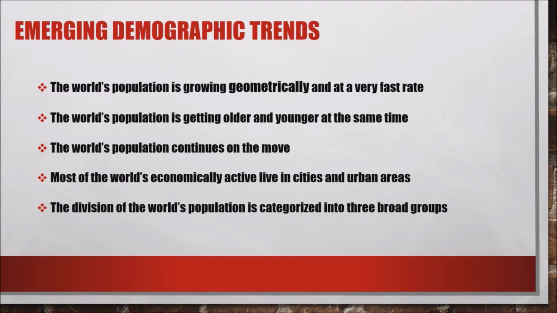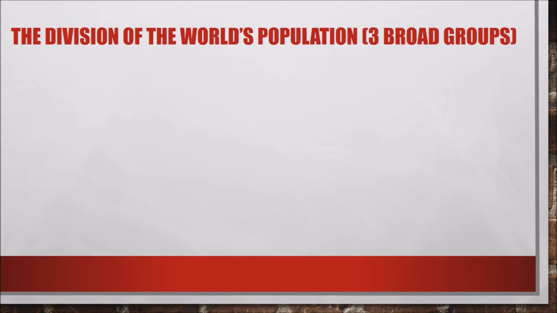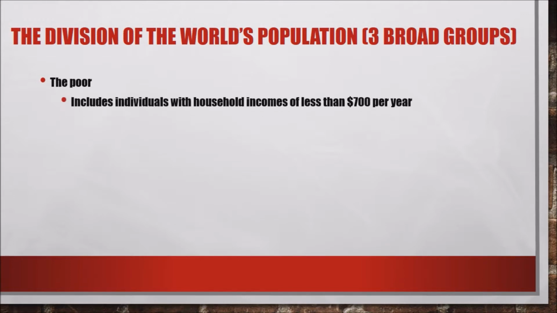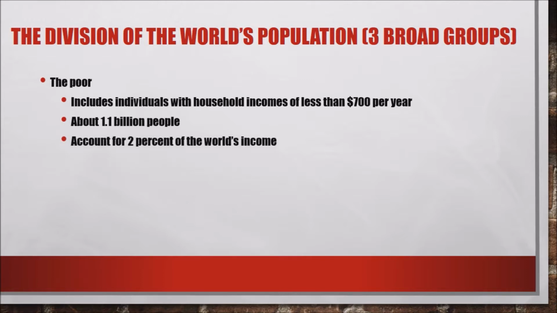And the division of the world's population is categorized into three broad groups. The poor includes individuals with household incomes of less than $700 per year. About 1.1 billion people account for 2% of the world's income.